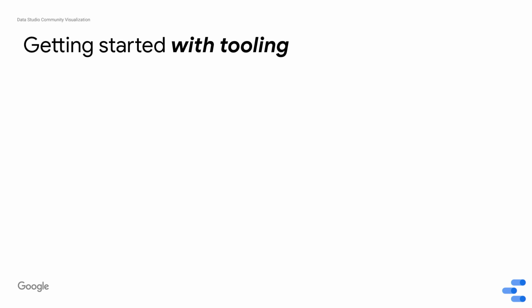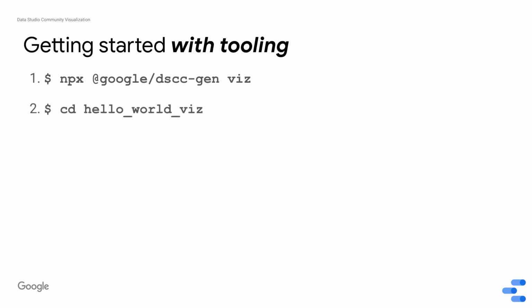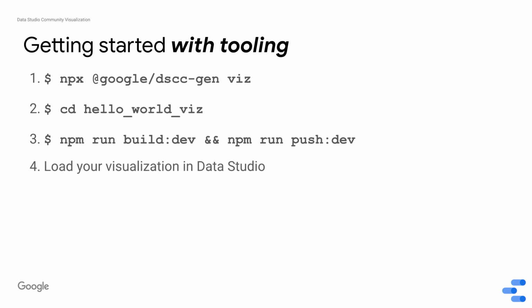With the tooling though, getting started looks like this. You run one command in your terminal, npx @google/dscc-gen-viz, because you're telling it which kind of template you want. Then cd hello-world-viz, or whatever you've called your viz project name. And you run the build and push commands. What this does is deploy it to Data Studio. And then you load your visualization. And this usually takes me about 1 minute.